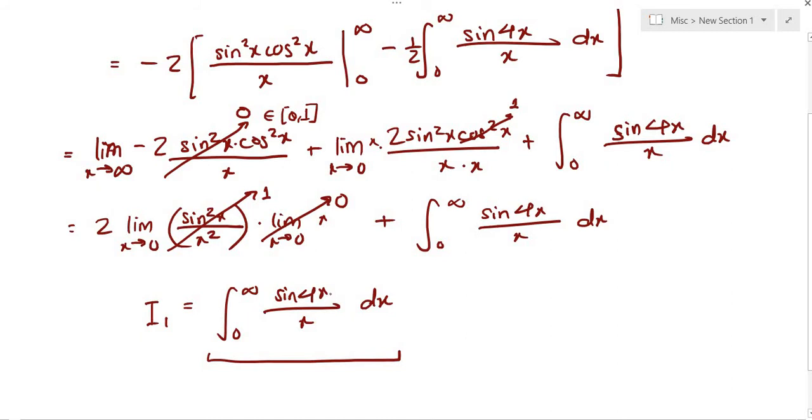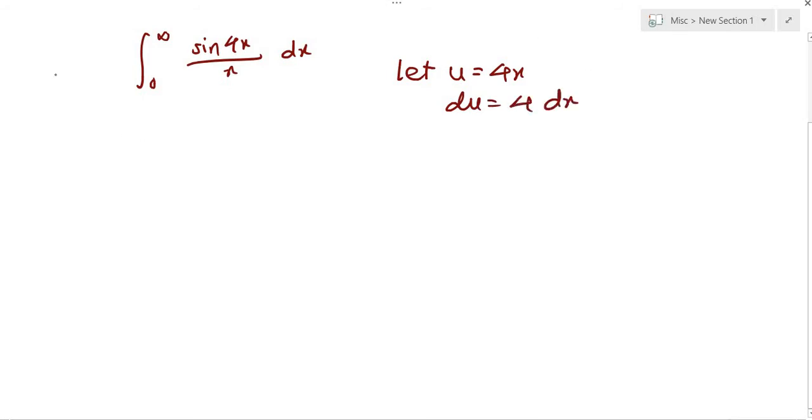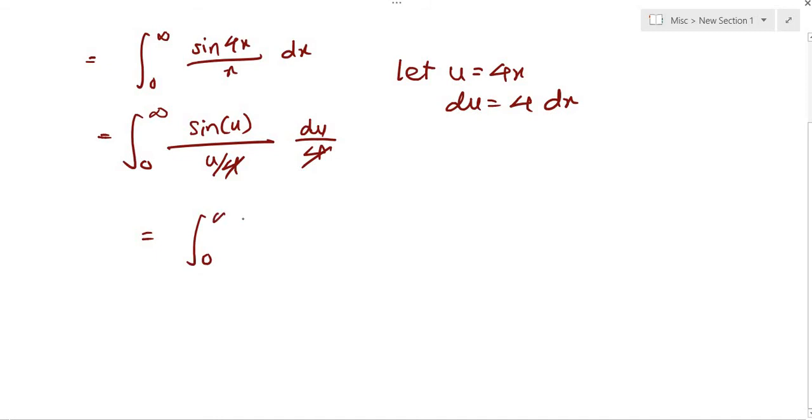So let's try to use some substitution. We have the integral from 0 to infinity of sine of 4x divided by x dx. Why don't we make the substitution u equal to 4x, so we have du being equal to 4 dx. Upper and lower bounds are just going to remain the same, because when x is 0, u is 0, and when x is infinity, u is infinity. So we have sine of u divided by, well, x is nothing but u by 4, and dx is du by 4. So the 4s cancel out. The integral from 0 to infinity of sine u over u du.